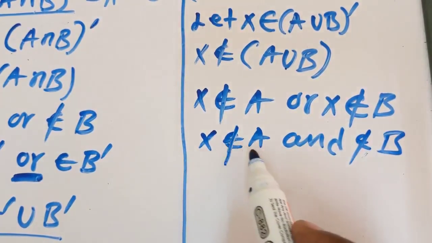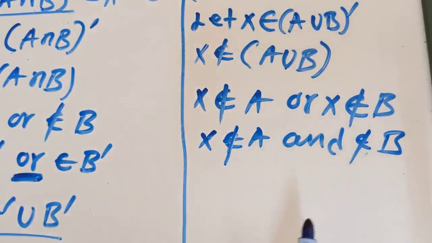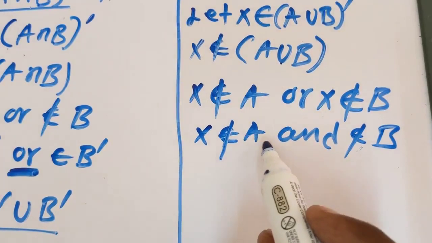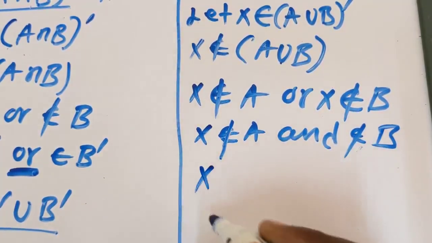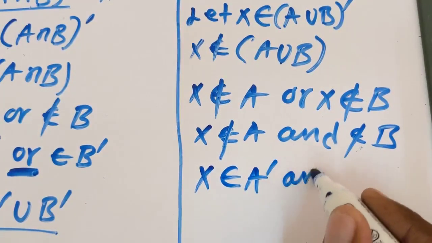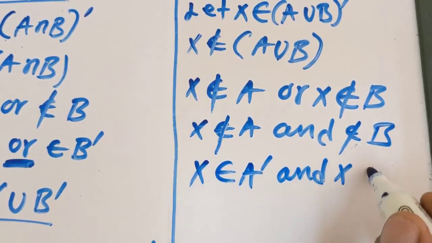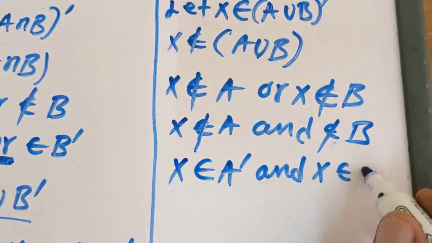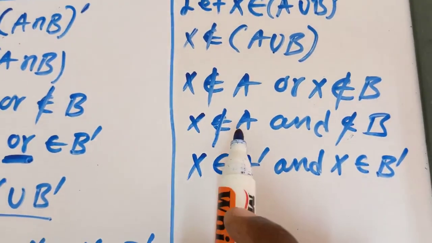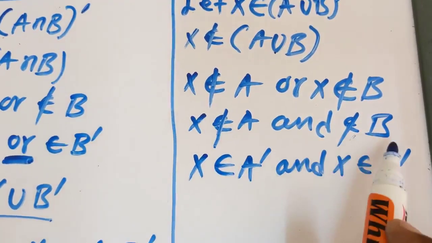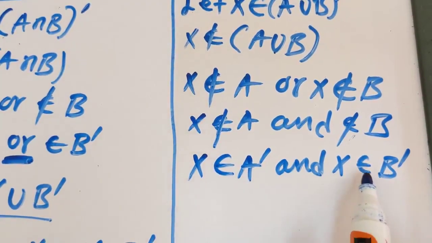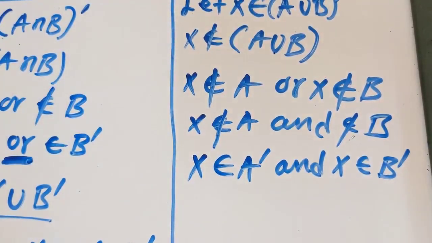Okay, X is not in A and it is also not in B. So if it is not in A and not in B, meaning that X is in A complement, and X is in B complement, since it is not in A and it is not in B. So X is in A complement and X is in B complement, like that.